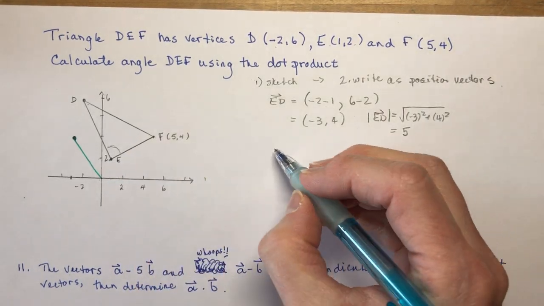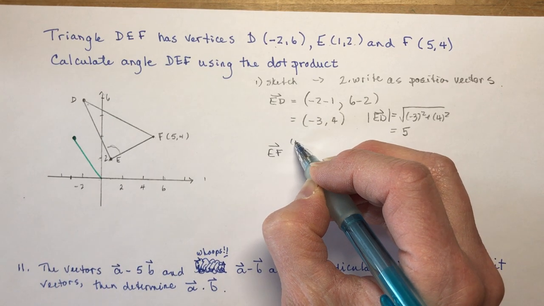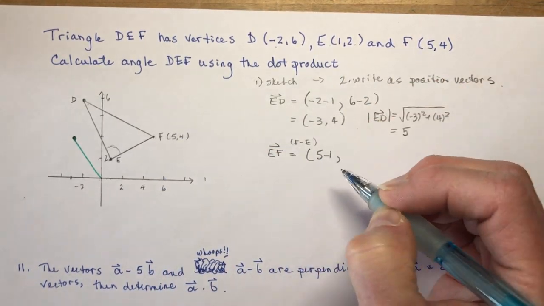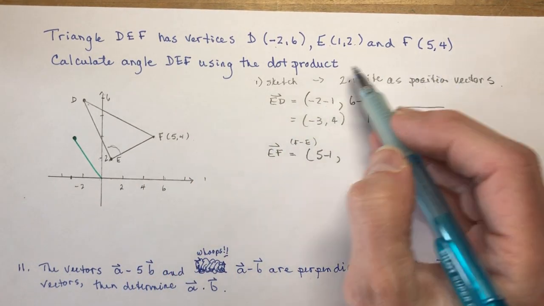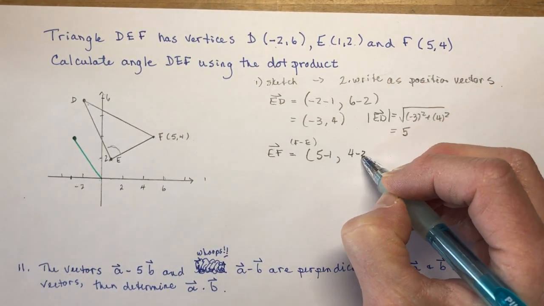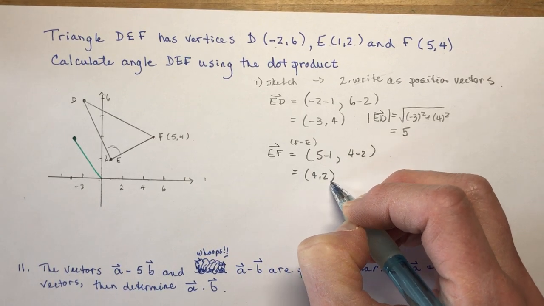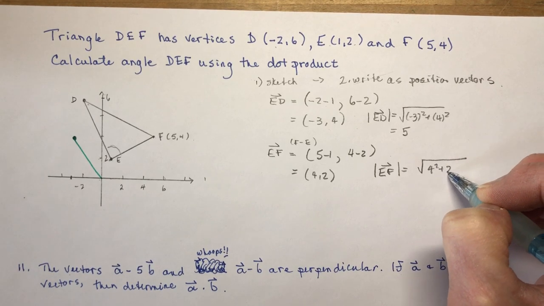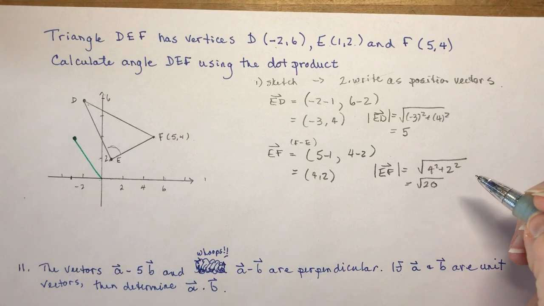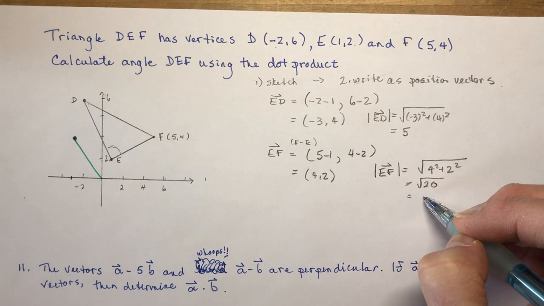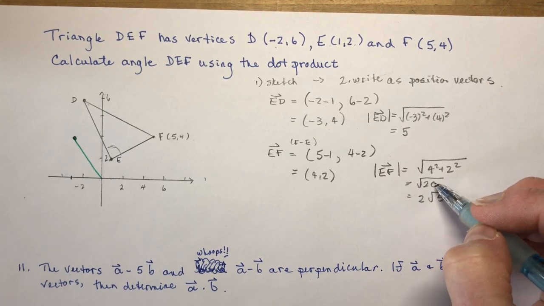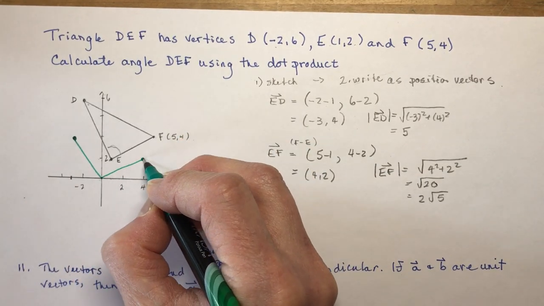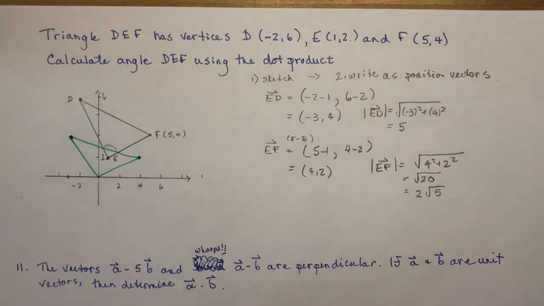And the other vector, EF. Remember that's F minus E. So I have 5 minus 1 for my x-coordinate, and for the y-coordinate, 4 minus 2. That's going to give me (4, 2). The magnitude of EF is going to be the square root of 4 squared plus 2 squared. That's the square root of 20, and hopefully you can write that out in a nicer format. I can write it as a mixed radical of 2 square root 5, because that's 4 times 5 and I took out the 4. Okay, so I have 4 and 2. That's about here. And so my triangle is going to be right there.